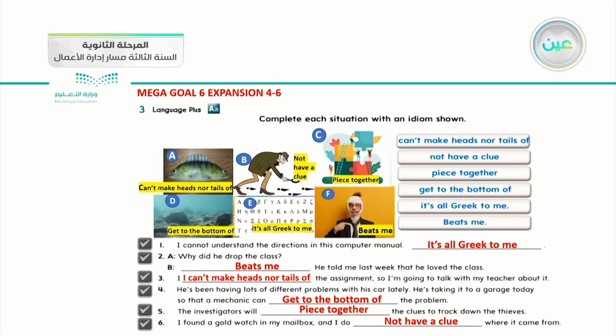Okay, after we complete that question, hopefully these idioms are easy for you and understandable through these pictures, and at the end we applied them through these sentences. Are you ready to move to the second slide or second question? Okay, let's go.